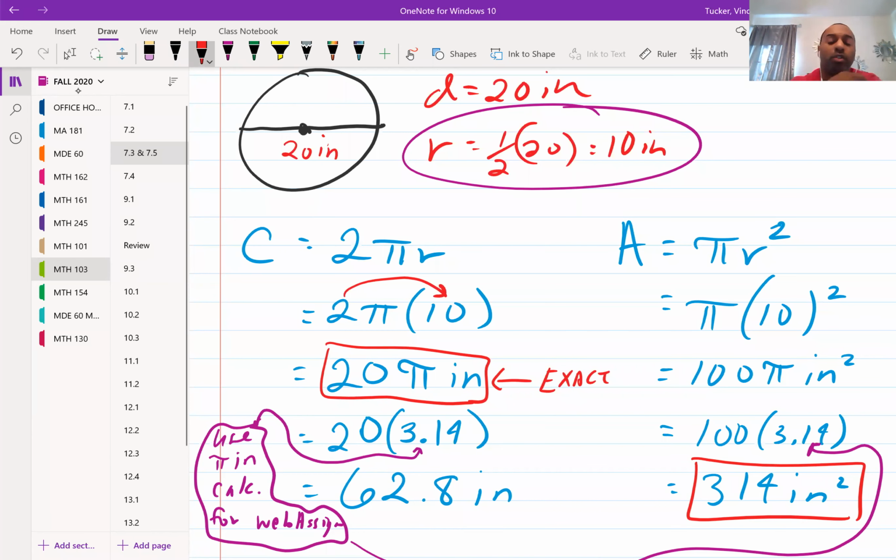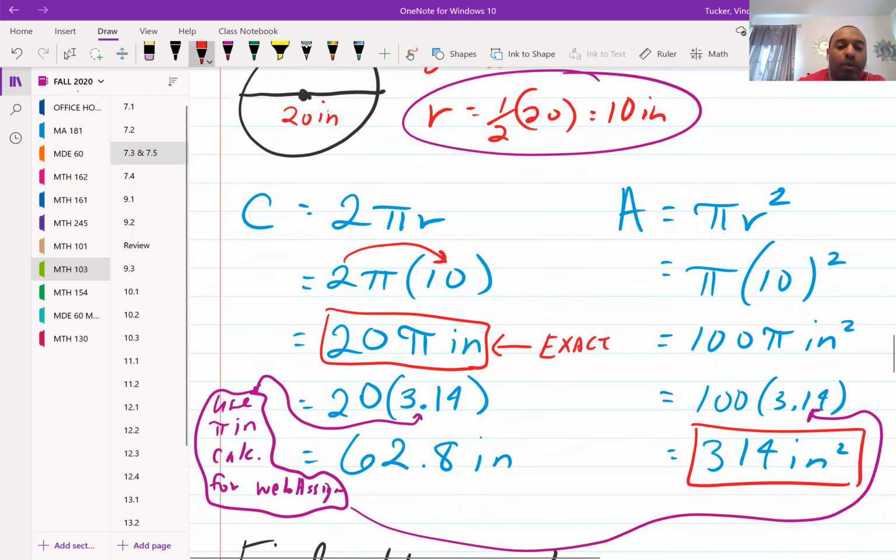All right, so simplifying the expression as much as possible with the symbol pi still a part of your answer is considered exact. So be careful with that, because a lot of times people will put in 20 inches and leave off the symbol pi. And of course, my WebAssign for you guys will mark that wrong, because it should be 20 pi. Then if you want to find the approximation, you plug in 3.14, and that'll be 62.8.